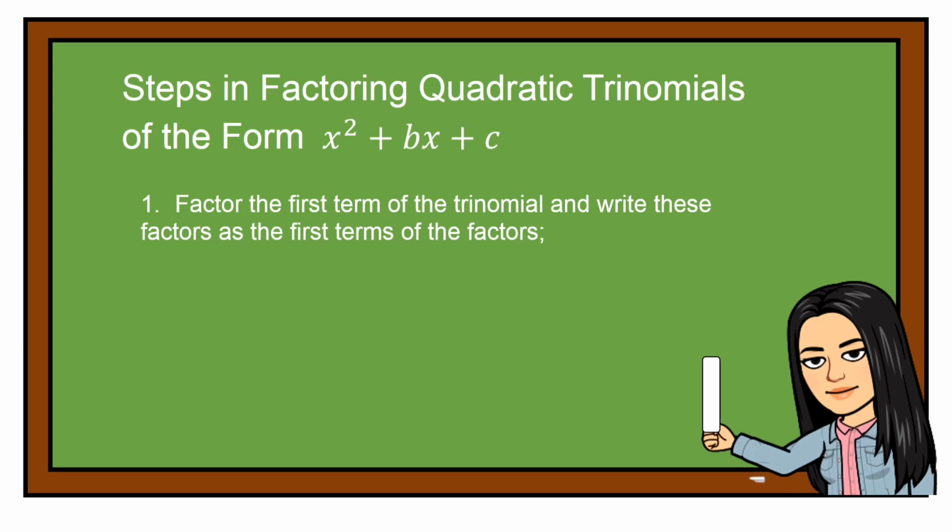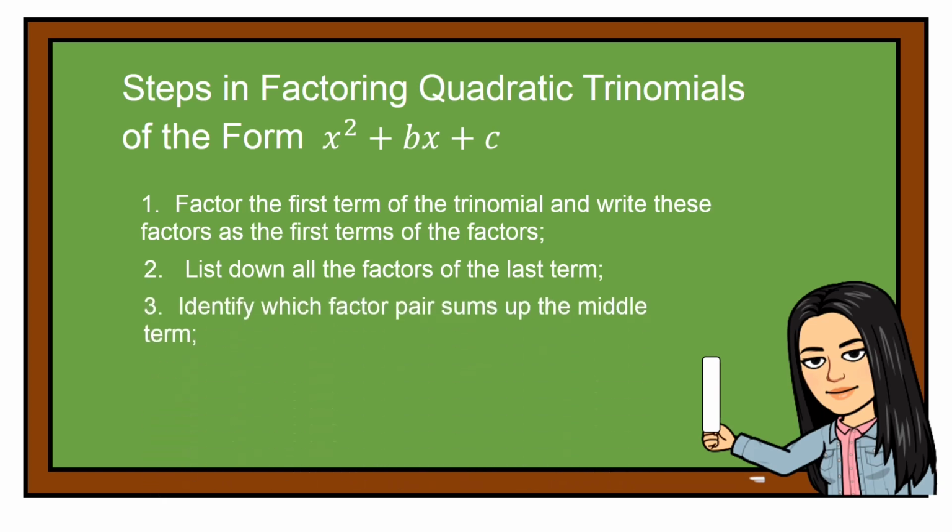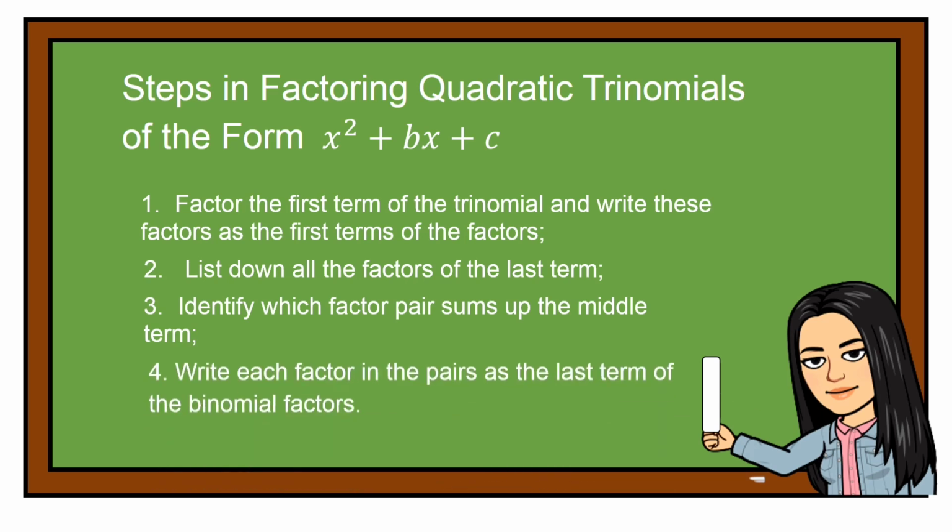1. Factor the first term of the trinomial and write these factors as the first terms of the factors. 2. List down all the factors of the last term. 3. Identify which factor pair sums up to the middle term. And lastly, write each factor in the pairs as the last term of the binomial factors.